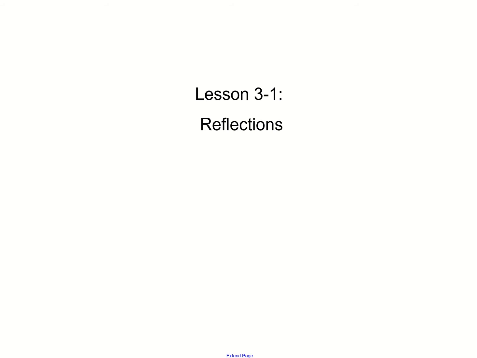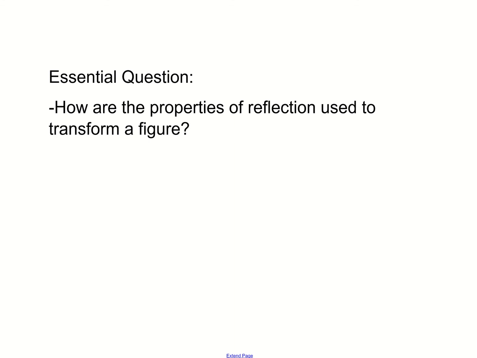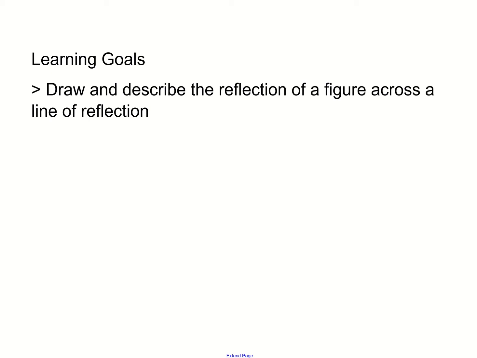This unit, unit 3, focuses on transformations. And the first transformation that we'll look at is reflection. So the question that we want to address: how are the properties of reflection used to transform a figure? We want to be able to draw and describe the reflection of a figure across what we call a line of reflection. And so the vocab of this unit includes the image, pre-image, reflection, rigid motion, and transformation.